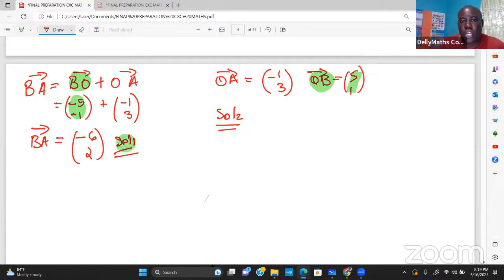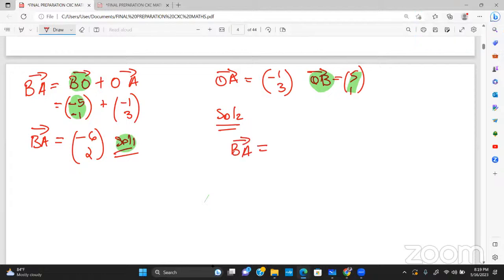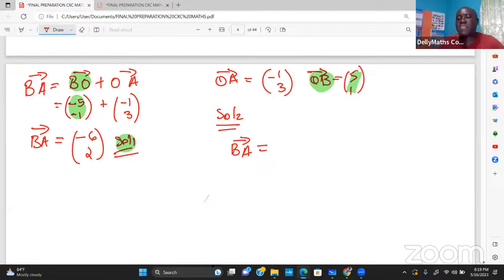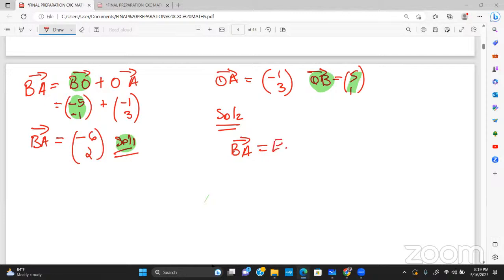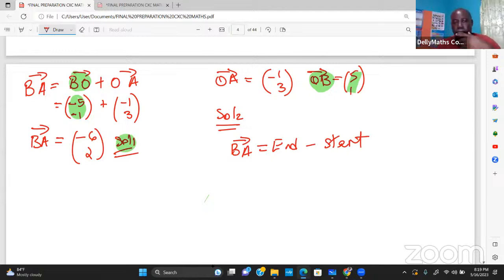Let's look at a second solution. Solution 2, I could find BA by displacing the two position vectors using end minus start. So the end minus the start. What's the end position vector? A. So you're going to write OA minus OB. End minus start position vectors. The end was A, so it's OA. And the start was B, so it's OB.